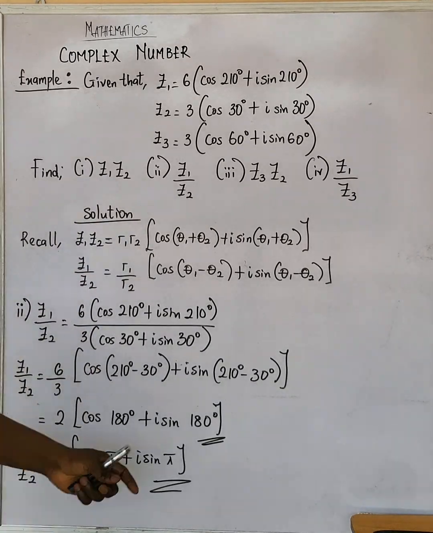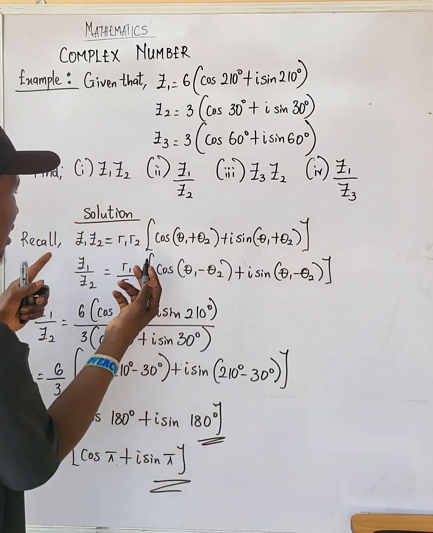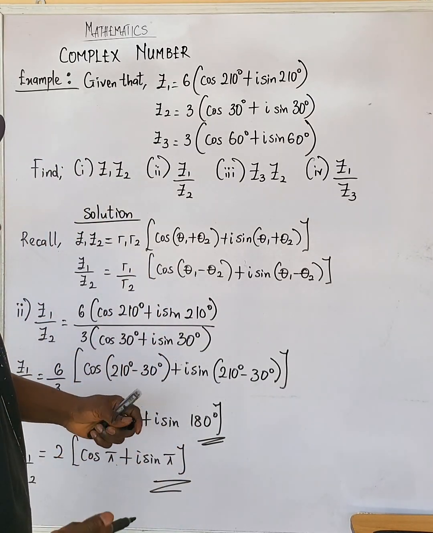See, it's very, very simple. So try for Z3 over Z2, and try for Z1 over Z3. It's still the same thing. Using this same formula, just apply it. So it's just very, very simple.